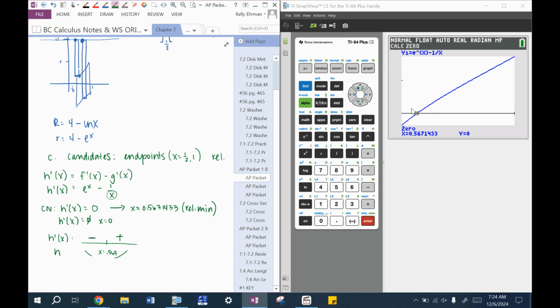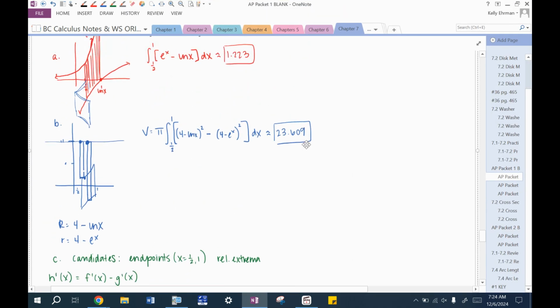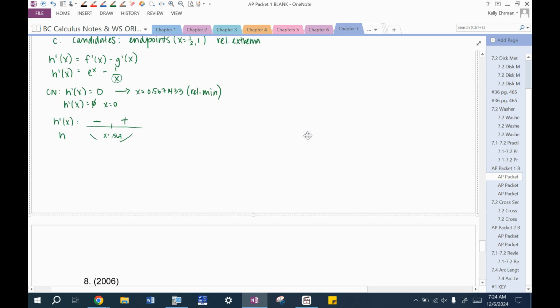All right, and actually looking at h prime, we're going to start at a certain value, and then h is going to decrease until it gets here, and then h increases for a much larger change in position there. So I have a feeling our maximum is going to be at the end, and our minimum is going to be at this relative minimum. We have to find the values anyway. So our candidates are the endpoints and our relative minimum there.